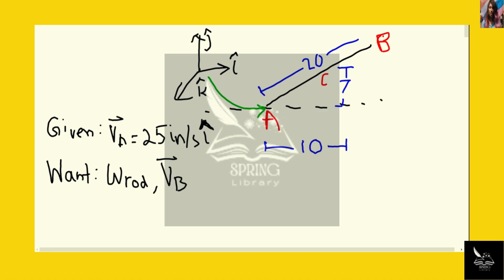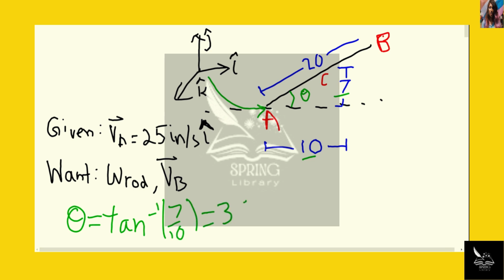Next thing we're going to do is solve for angle theta, which is defined as this angle here between the rod and the ground. And we'll see why this is useful for us later on. We can solve for theta using the inverse tangent relation, using the dimensions that we have known, opposite over adjacent. So inverse tangent of 7 over 10 is equal to 35 degrees.